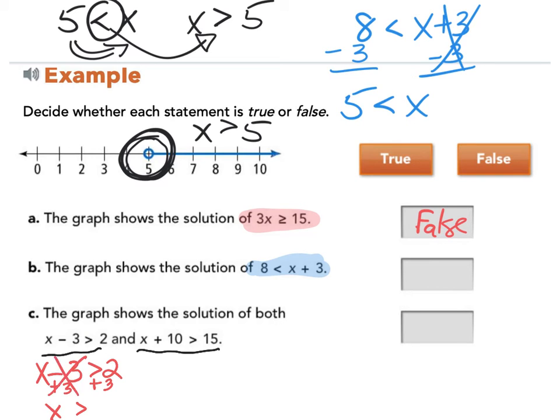Left side, they cancel out. All I have left is x. The right side, 2 plus 3 is 5. So that works. Let's see if the other side works.